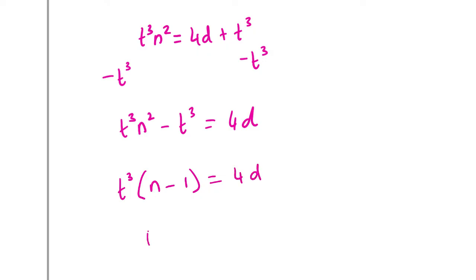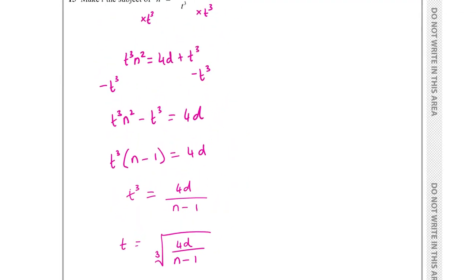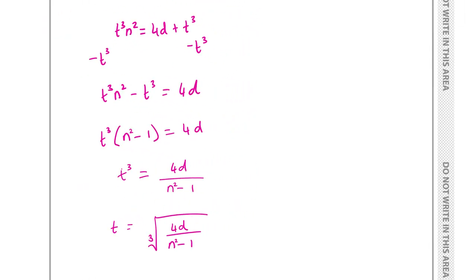Divide both sides by n squared minus 1. T cubed equals 4d over n squared minus 1. How do I get rid of a cube? Cube root. So the cube root of 4d divided by n squared minus 1. Miss, what if it be n squared inside the bracket? Oh, sorry guys. Yeah, n squared. Lost the squared on the way. I don't know what happened. Okay?